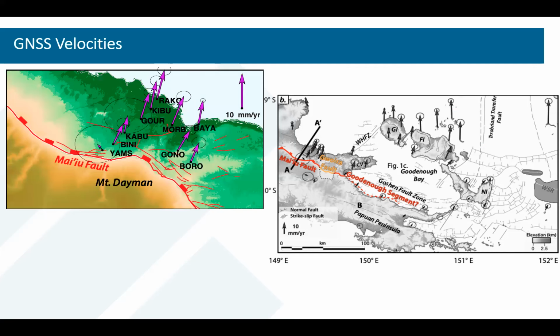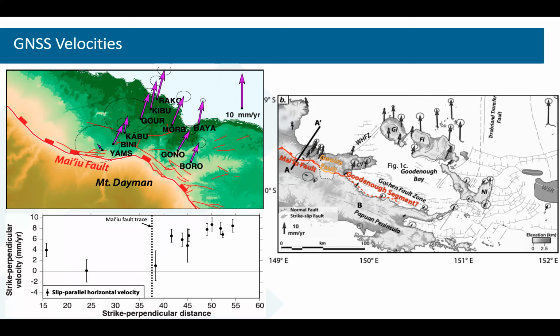As you can see in map view, the velocities are generally increasing coastward. So that's showing the extension across the Mayu Fault as we move away from the fault trace out towards the ocean. And here we're going to be looking on the y-axis at the strike perpendicular velocities along a profile A to A prime shown over here in this map. So now we're pretty much looking at just the strike perpendicular extension component of these velocities. And the Mayu Fault trace is shown by this dashed line here. And I think this is a better way to see this coastward increase in velocities shown here.